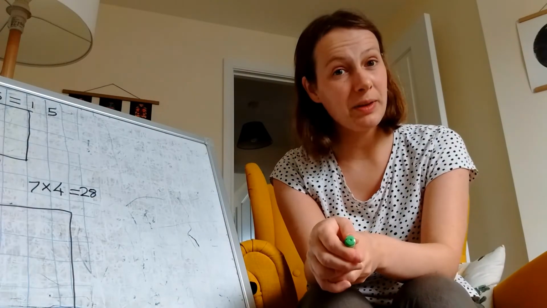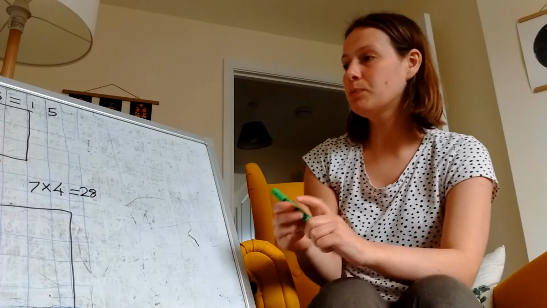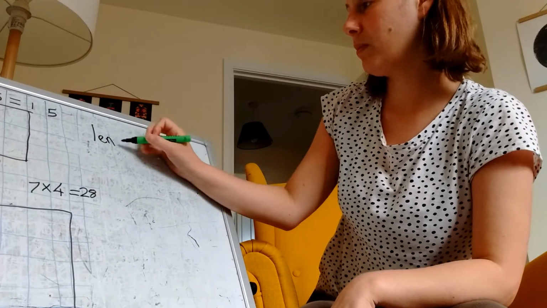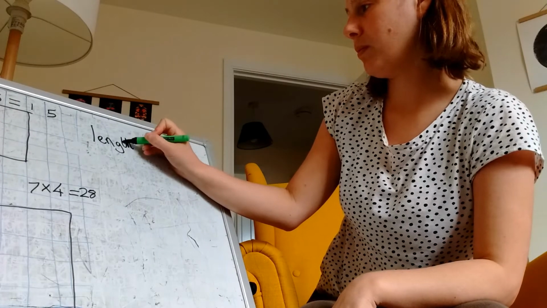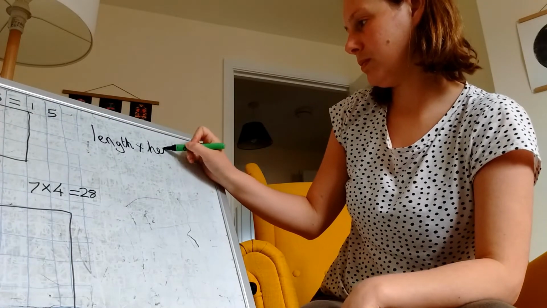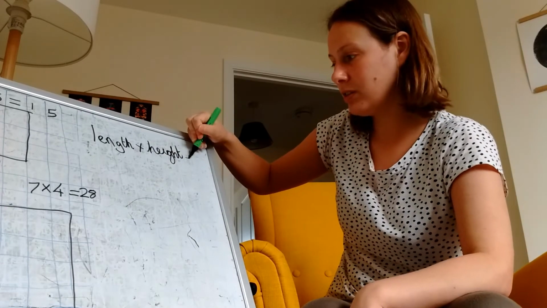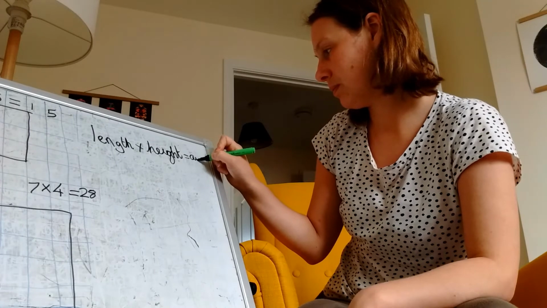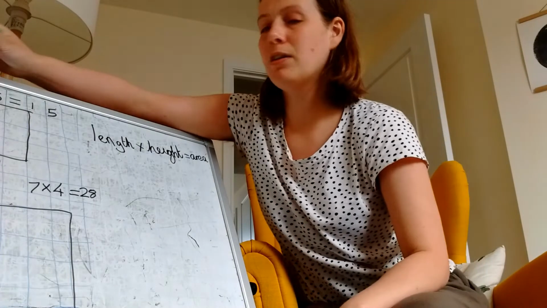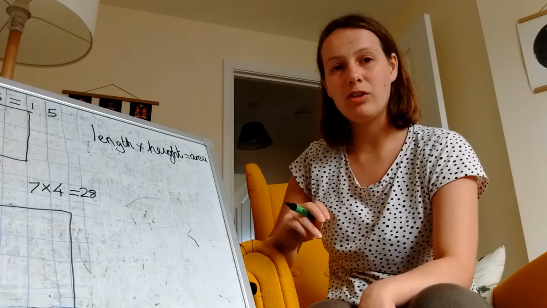So, we've tried a few examples. Now let's think about how we write this down. We've got our rule, which is that we times the length by the height and that equals the area. Hopefully you can remember that. You times the length by the height, times the length by the height, and that gives you area.